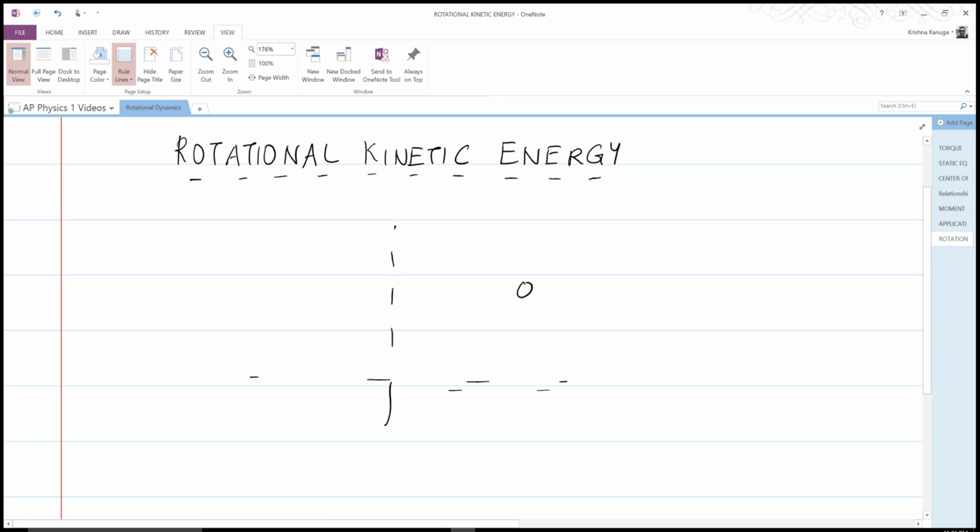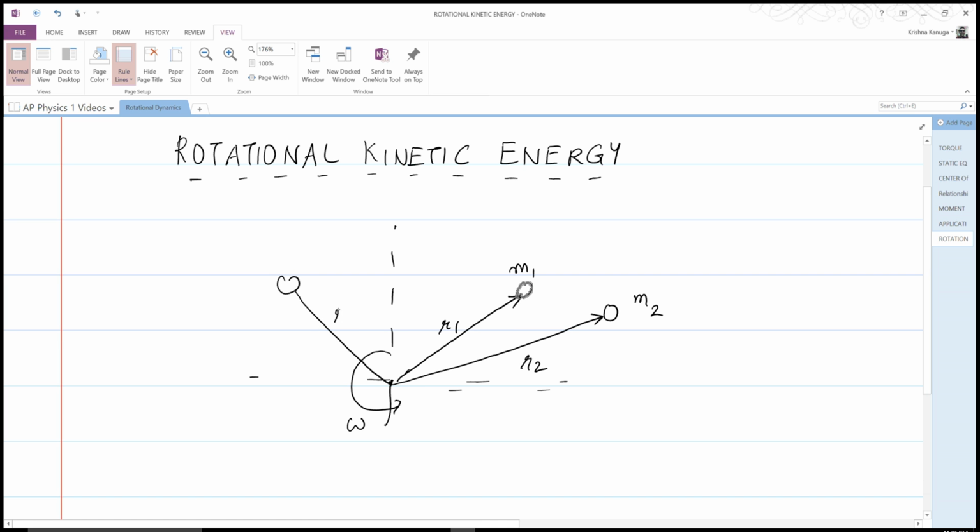So this could be just particles of an object. It could be a baseball bat that's broken up into various little pieces, and they're all moving about the origin with a constant angular speed. Let this distance be r1, the mass be m1, some other object of mass m2 with some distance r2, a third one here, distance r3, and mass m3.